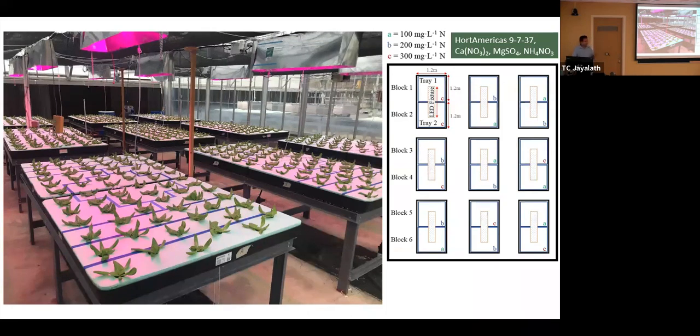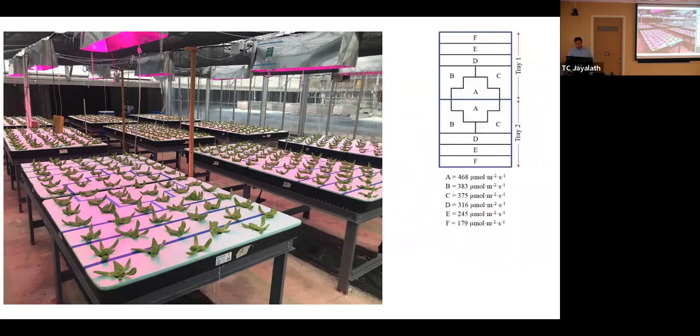And we used Hort Americas' mixture to make the 100 milligram per liter A fertilizer solution, and then we used ammonium nitrate to increase the nitrogen of the other 2 solutions. As you see in the picture, the light is located at the center of the bench. To see it more clearly, this is a diagram of one bench with 2 trays. So this is where the light is located.